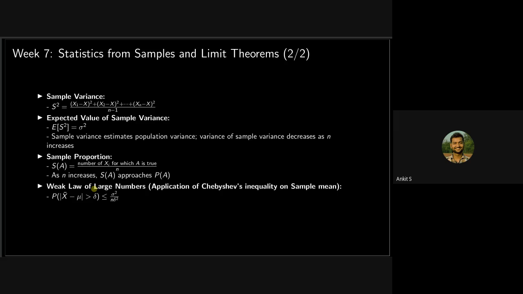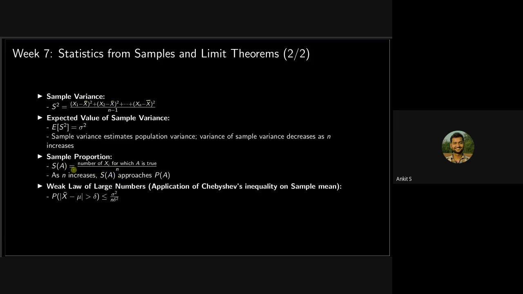Then we had sample variance. Sample variance we already know, we have studied it in previous classes also. You take each of the random variables and subtract the sample mean. Here is a mistake, all of these are sample means, and you divide by n minus 1. And the expected value of sample variance is simply the distribution variance.